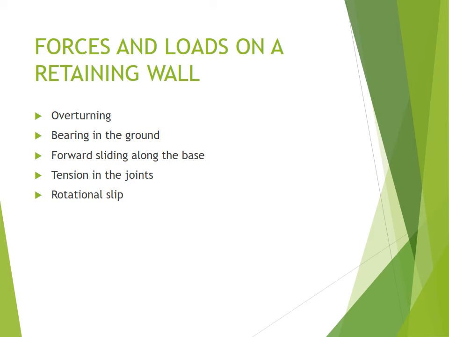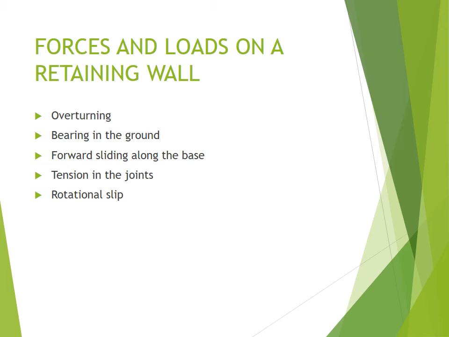Then next we look at forward sliding along the base. Now this sliding normally occurs at the base of the retaining wall, where if the underside of the wall is smooth and placed on a smooth surface, the wall will slide along its sides, the toe and the heel. The wall only slides if the lateral thrust exceeds the frictional resistance developed along the base of the wall and the soils beneath.